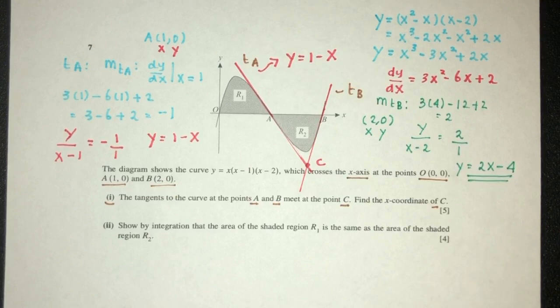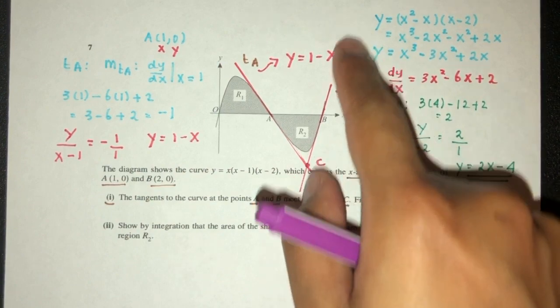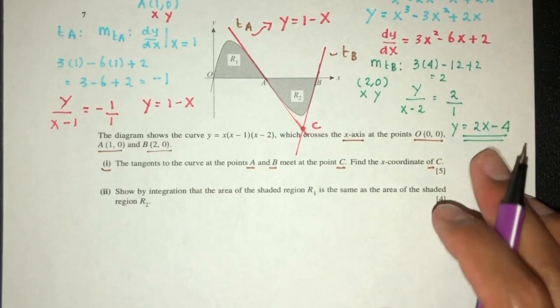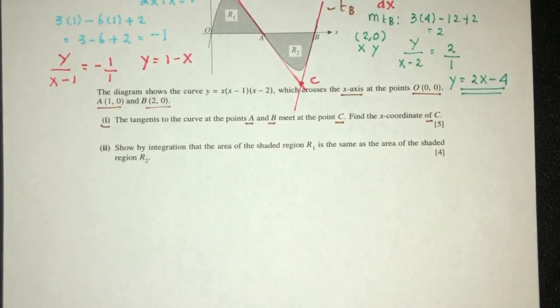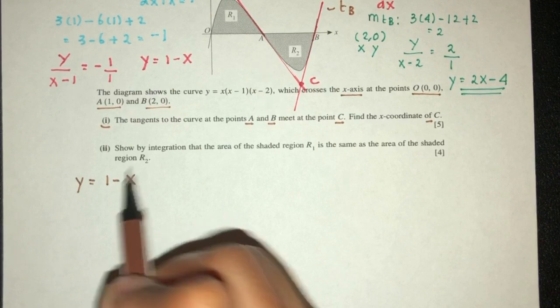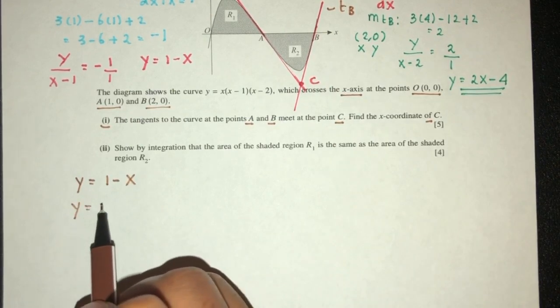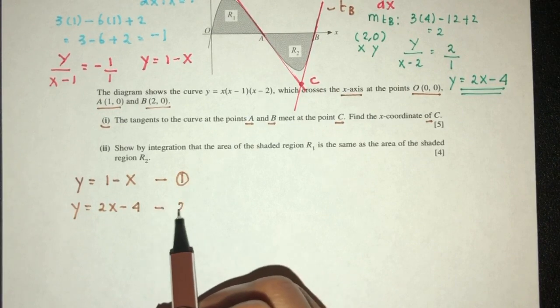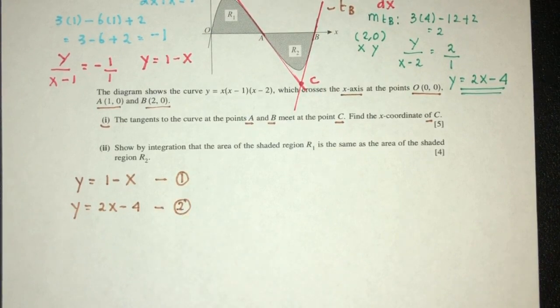Now again, to find the point C, that's the main goal here. We understand that these two lines intersect at the point C. To find the point of intersection, we have to solve the equations simultaneously. Let me write these two down. The first one is y equal to 1 minus x. Here we have y equal to 2x minus 4. Equation number 1, equation number 2, they meet, so we have to solve simultaneously.